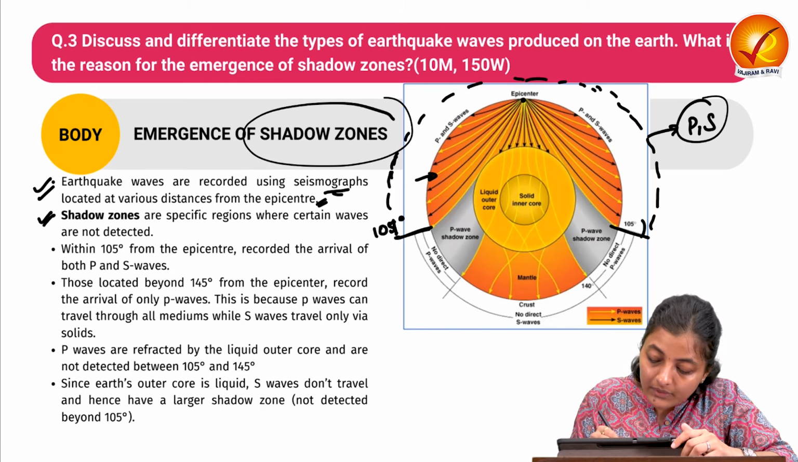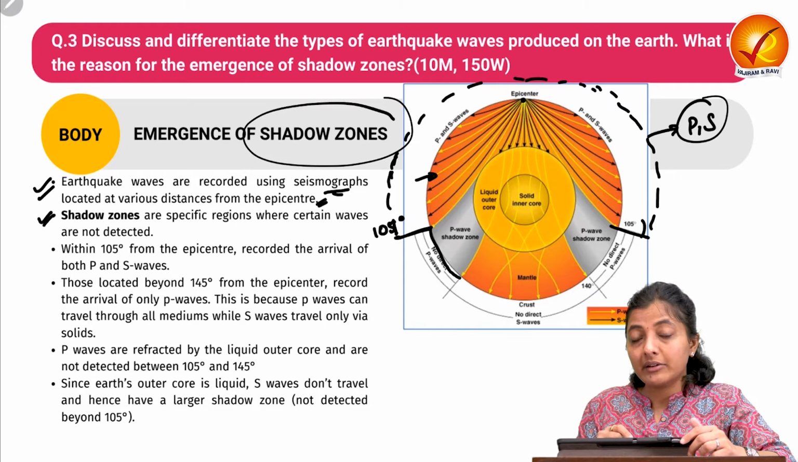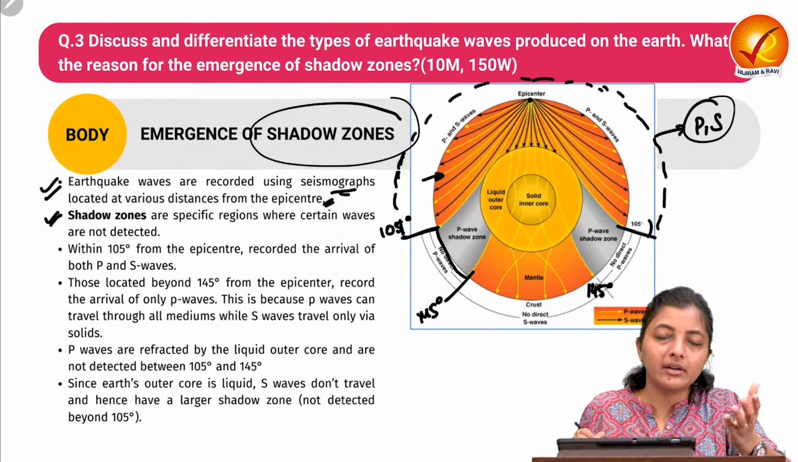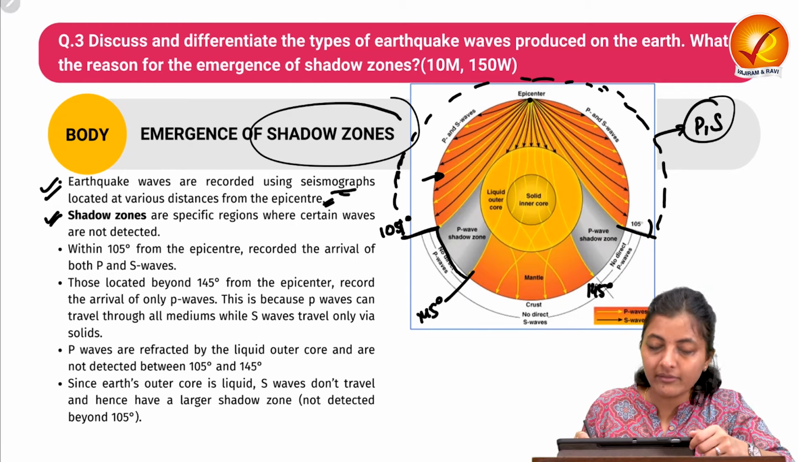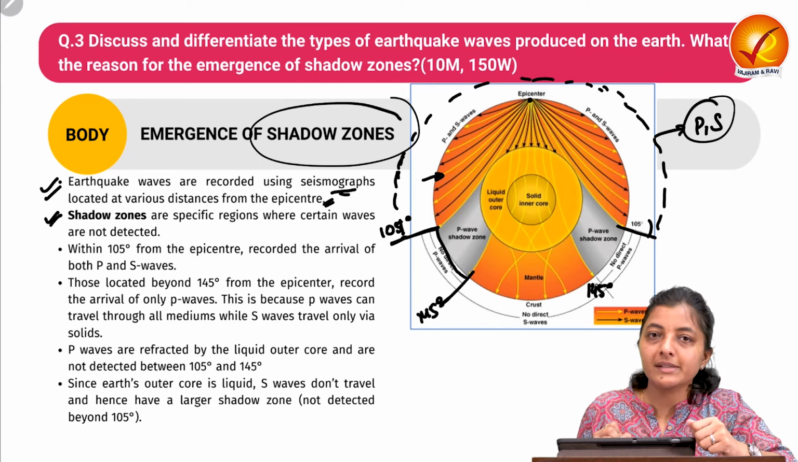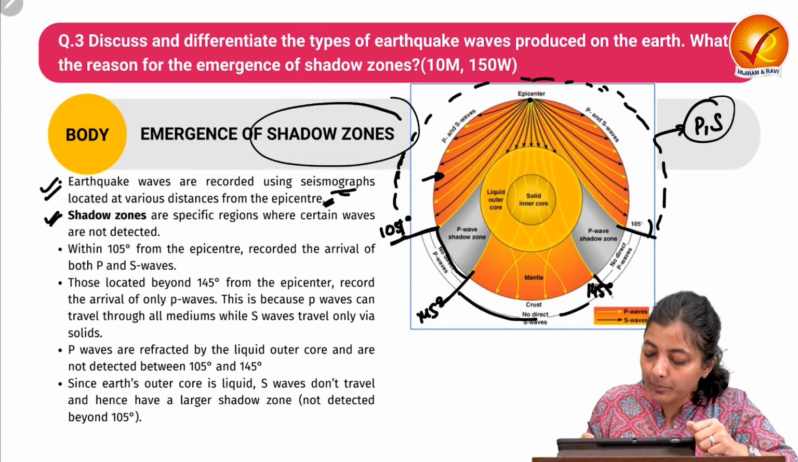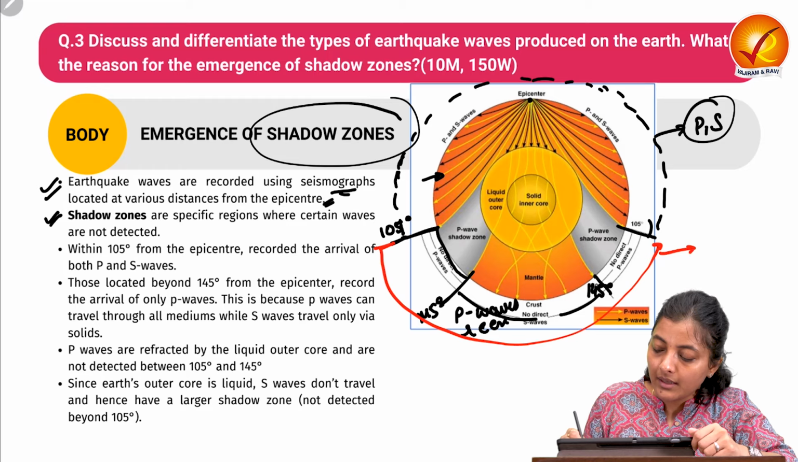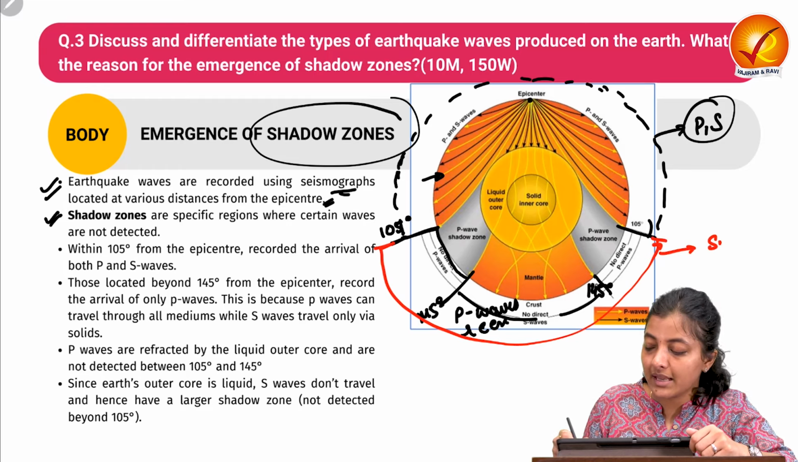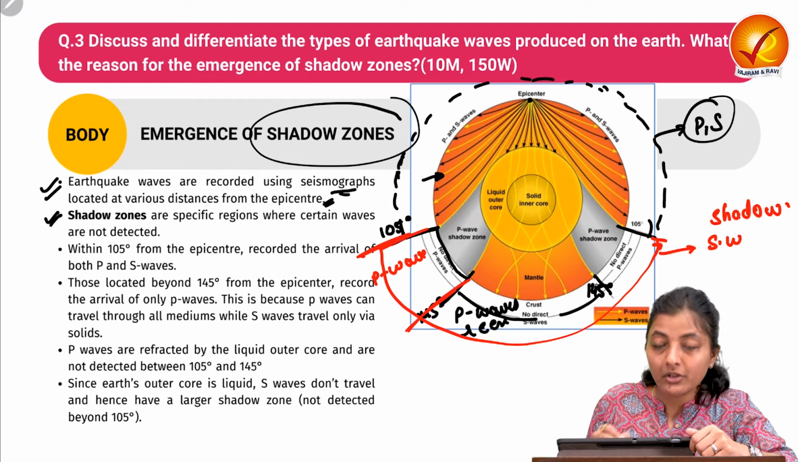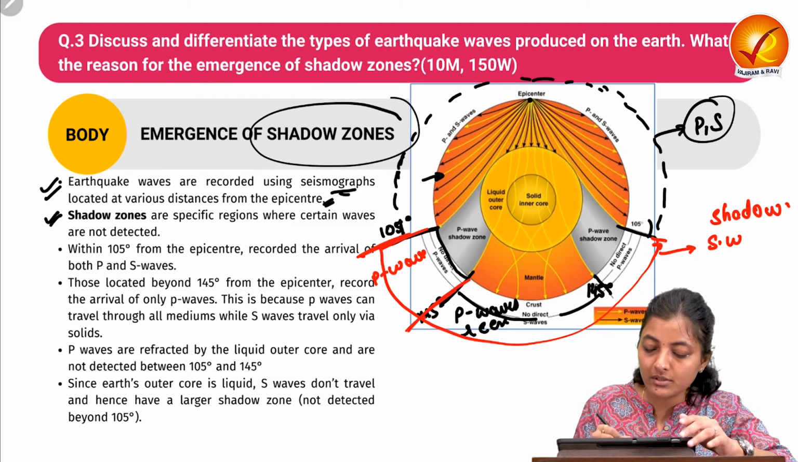Then the seismographs show that from 105 degrees till 145 degrees, or 140, since different books write 140 somewhere and 145 somewhere, so we can take either 145 or 140. Between 105 and 145, both P and S waves were not present. And after 145 degrees, P waves, the primary waves, re-emerge. So what we are analyzing is that after 105, S waves are not present, meaning after 105 this is the S wave shadow zone. And this is the P wave shadow zone, because after 145 P waves have re-emerged. This was the shadow zone.